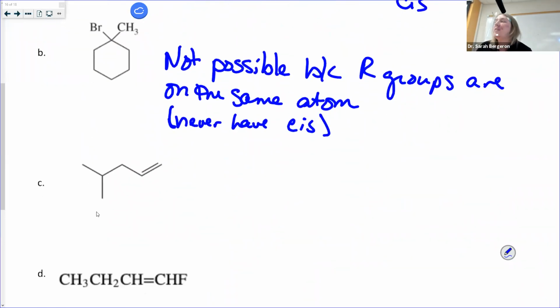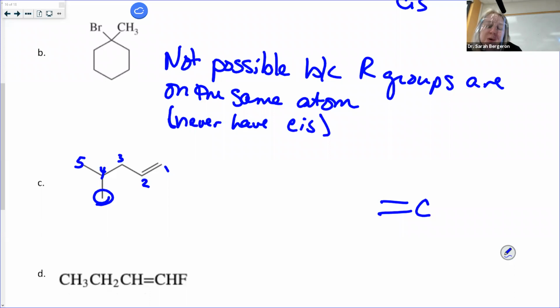Okay, look at C. What do we have in C? Do we have a ring? Or do we have a double bond? We have a double bond. So what I like to do is redraw the molecule so that I can see a little bit of the structure, right? I always draw my double bond being flat so I can see up and down. So let's number these. 1, 2, 3, 4, 5. And then I have a methyl group coming off of 4.